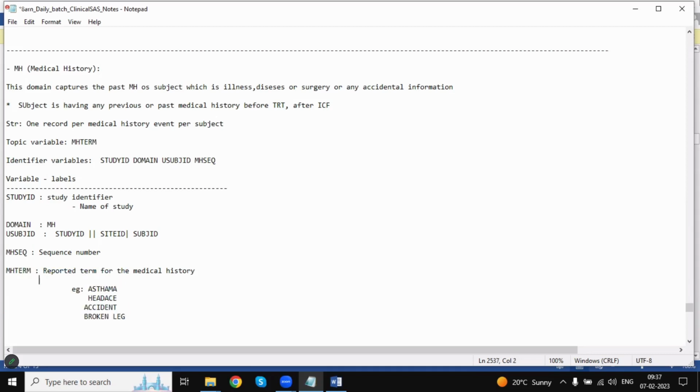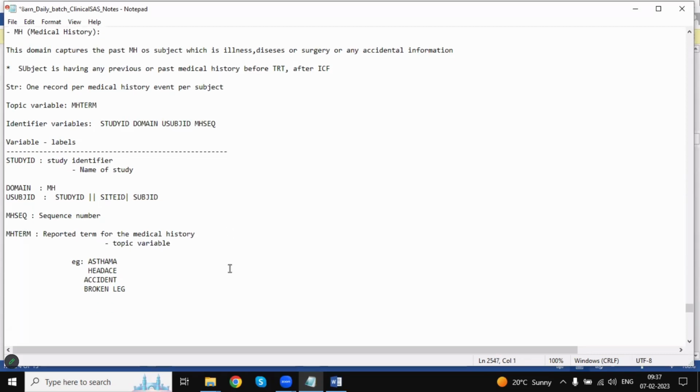Why? Because it's going to be your topic variable. Here only the exact information about the domain will be captured in the topic variable. Correct?